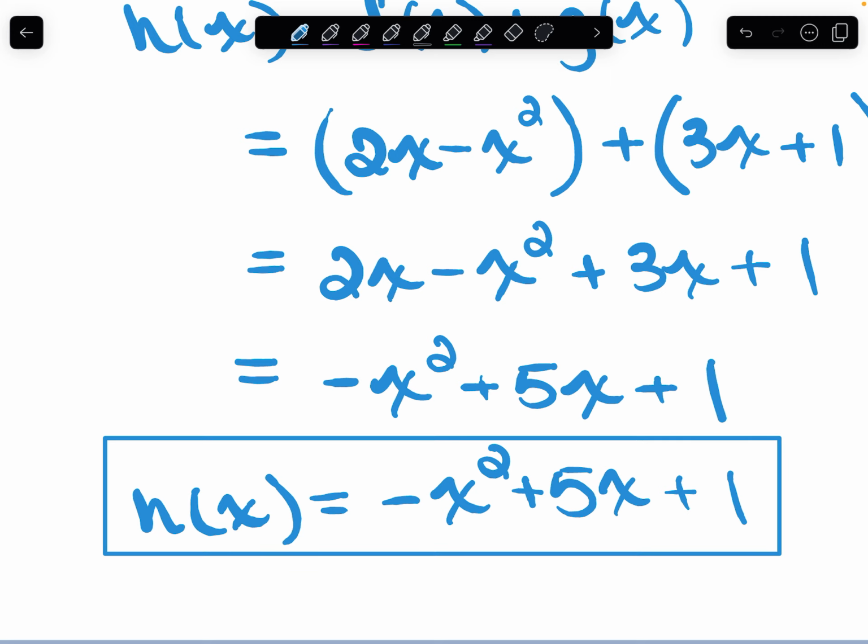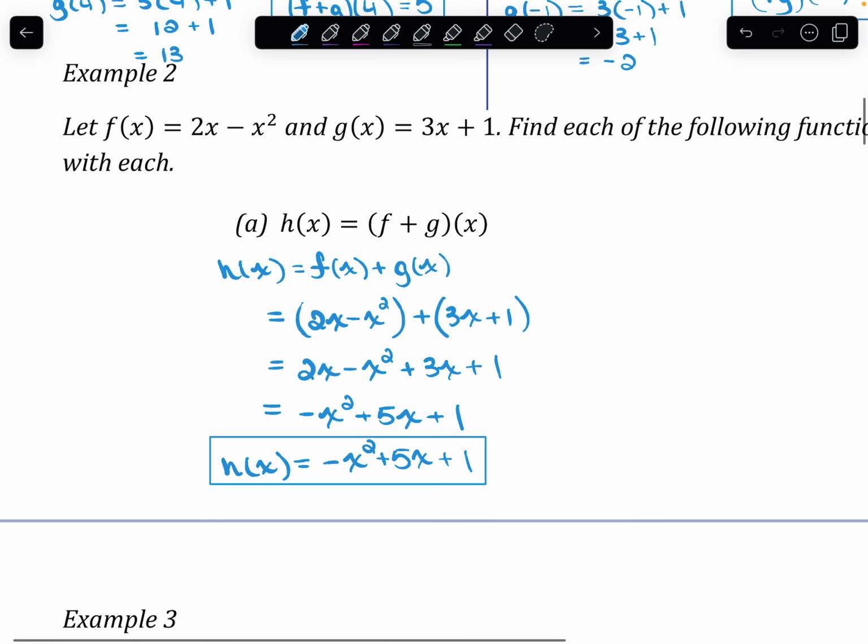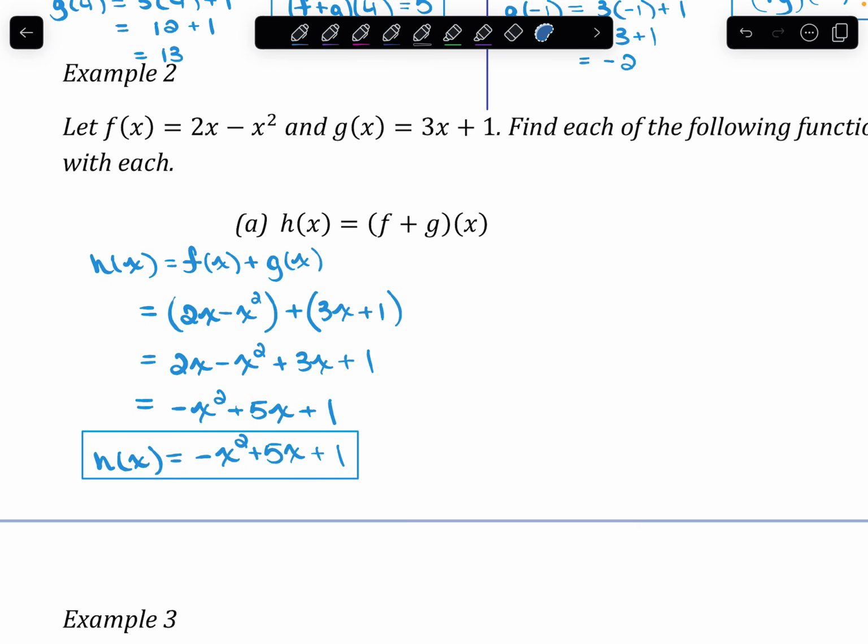So the first thing we were asked to do is find h. The second thing we were asked to do was give the domain. As far as the domain, you may write your answer in set or interval notation as always. So same considerations as before. Denominators, square roots, and logs is what you are looking for. That's all we've got to worry about.